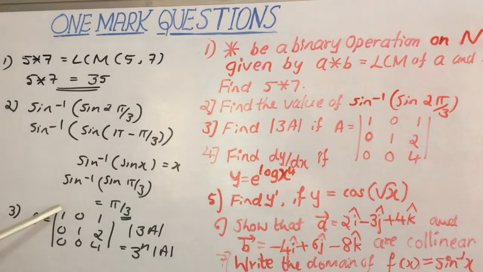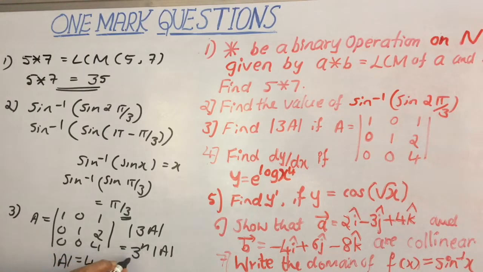Here if you observe, the first column has 2 zeros. So expand the determinant using the first column, that is 1 into, if you cancel the row and column, this much is remaining and the value of this is 4. So we'll get the value of determinant A equal to 4.